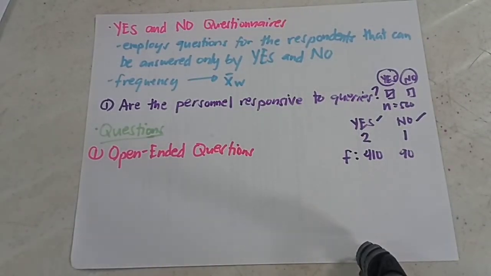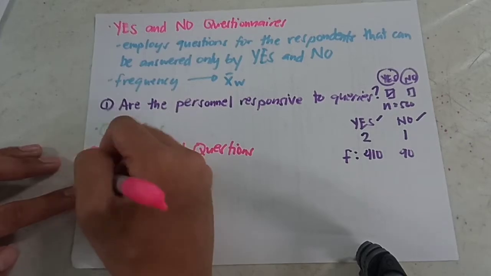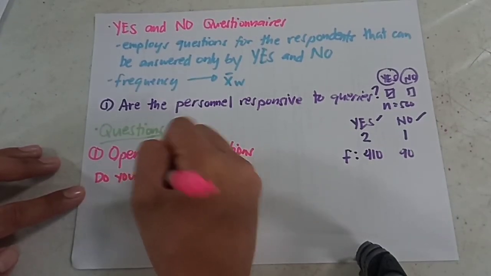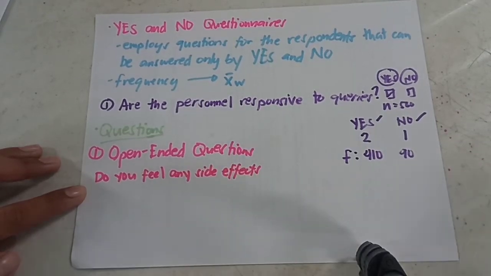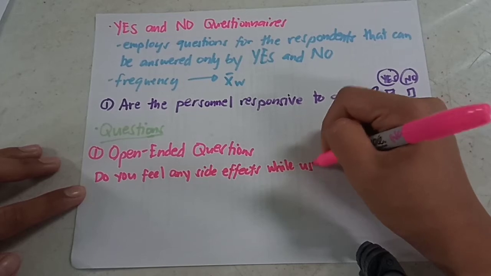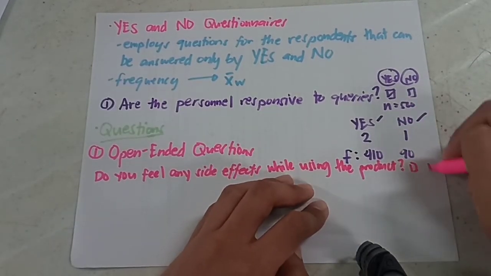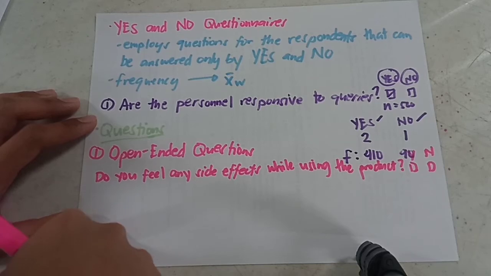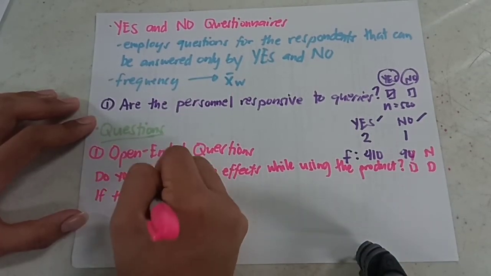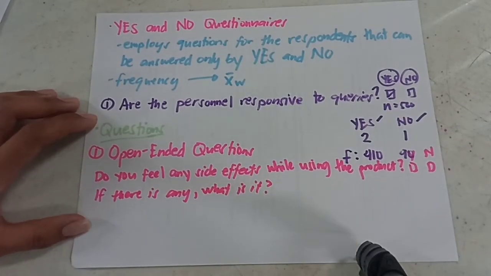Open-ended questions, so let's just give an example. Let's say we have a question here. The question here is, do you feel any side effects while using the product? Then it will be checked by yes or no. Then after that, there is another question here: if there is any, what is it? Then there will be a blank here.